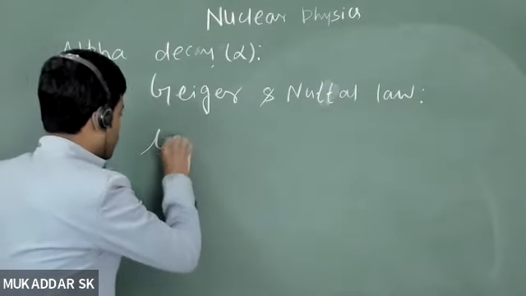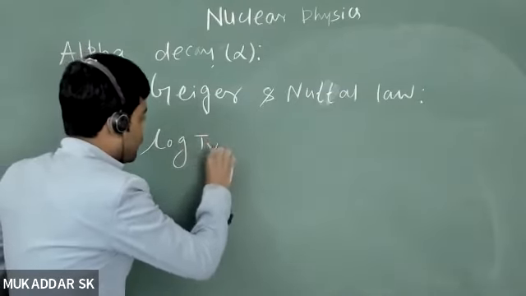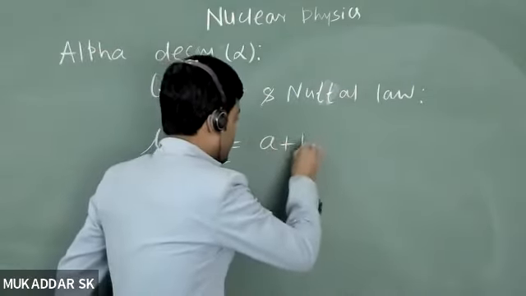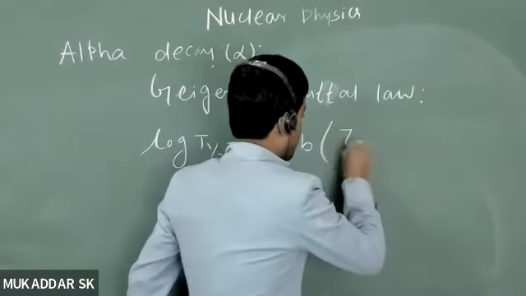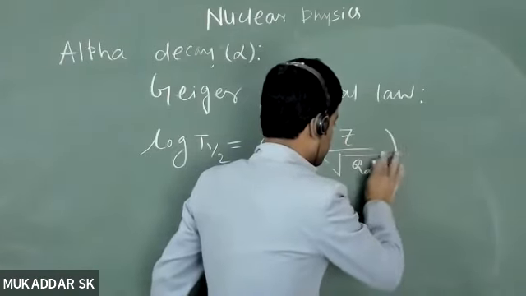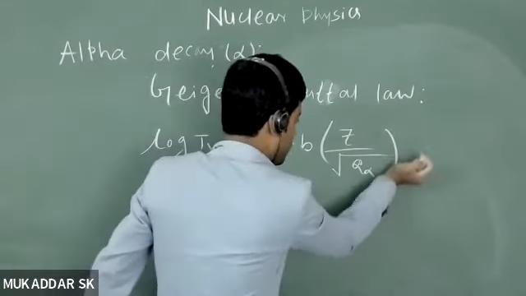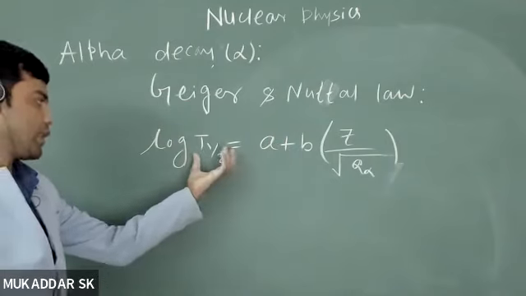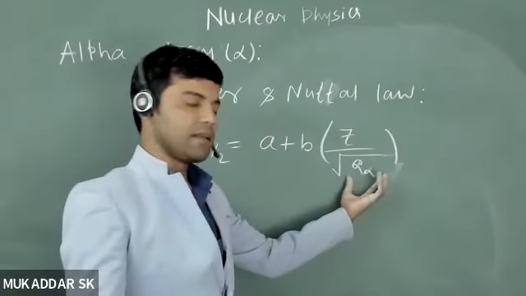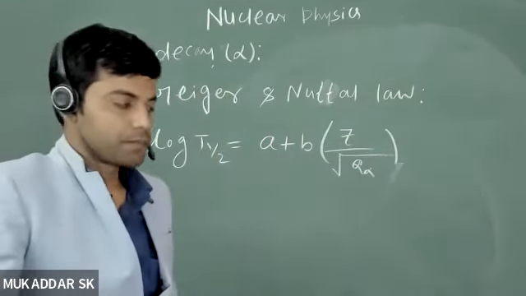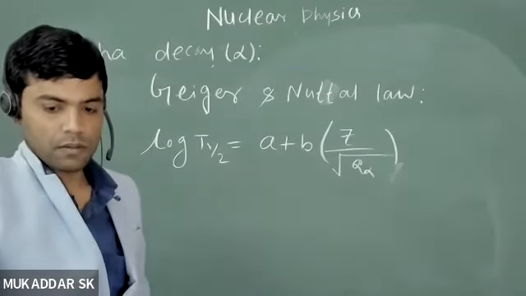You have log of the half-life of the parent nuclei equals A plus B times Z by square root of Q alpha. So they had a large number of data for alpha emitters, and they noticed that the half-life of the parent nuclei is related to the energy released in the alpha decay, and what is Z here? The atomic number of the parent nuclei.